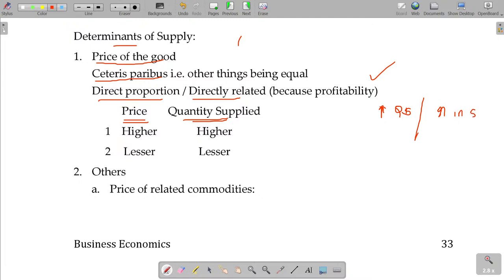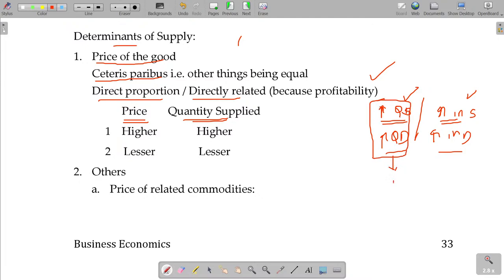Increase in supply? Yes, of course, there is an increase in supply also. Can you guess the difference between increase in quantity supplied and increase in supply? What is the difference between increase in quantity demanded and increase in demand? Come on, guess. Yes, very good, the answer is posted in the chat box.